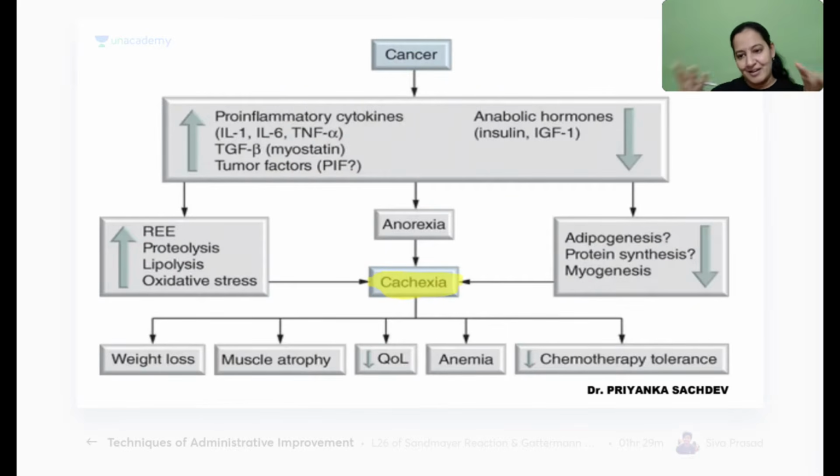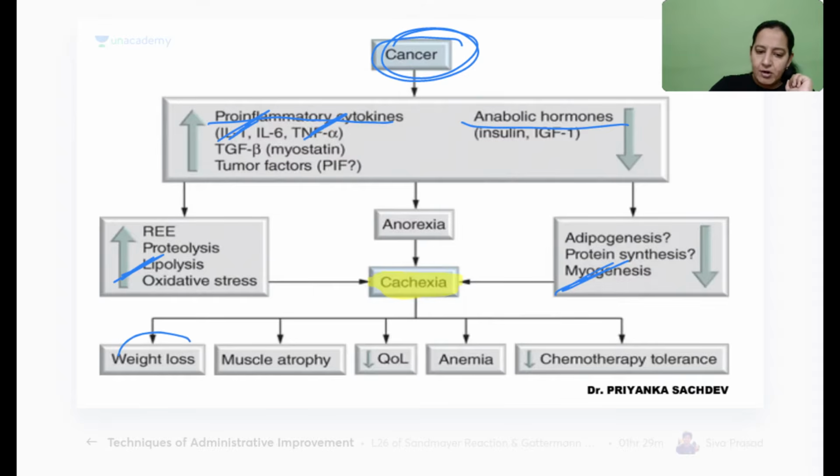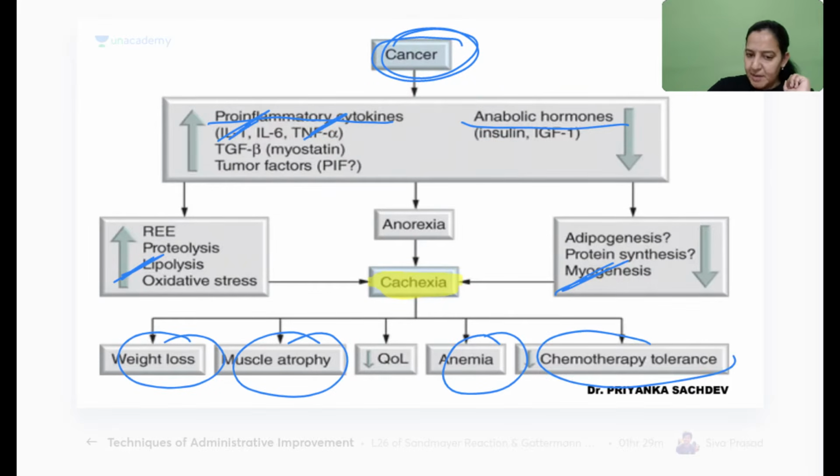So, the same flowchart in a different format. Cancer tumor cells secrete pro-inflammatory cytokines and anabolic hormones. Let's talk about pro-inflammatory cytokines. Which are the important ones? TNF alpha, IL-1 and interferon gamma. These three are the important ones. What are they doing? They are doing lipolysis and muscle loss. Myogenesis, muscle wasting. So weight loss is there. Muscle atrophy is there. Anemia is there. Decreased chemotherapy tolerance is there, and ultimately it is leading to cachexia.